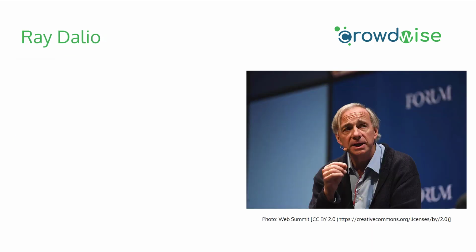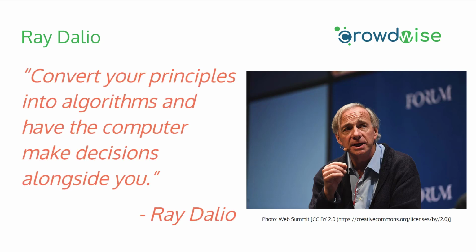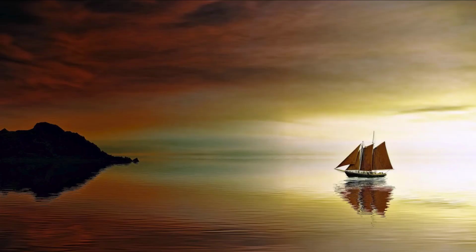Next, Ray Dalio from Bridgewater Associates. He says, "Convert your principles into algorithms and have the computer make decisions alongside you." Now, this doesn't mean putting it all completely into the control of the computers, as your models and your algorithms will need to be updated over time. But what he does mean is that by having these algorithms make decisions alongside you, you can check the quality of your decisions by running them through these algorithms and then see whether they are being driven by emotions or if it's a good decision.